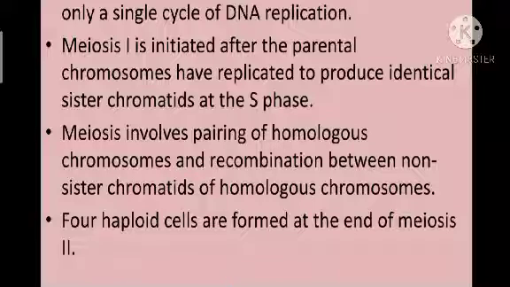Now, what does sister chromatid mean? We can say the duplicated DNA becomes the chromatid, isn't it? So in a chromosome, how many chromatids will be there? Two chromatids will be there. Those chromatids are said to be sister chromatids. Now the chromatid of the other chromosome of that homologous pair is the non-sister chromatid.